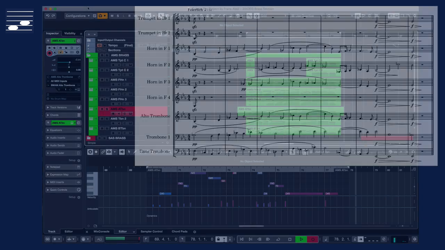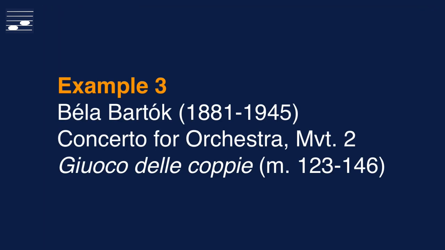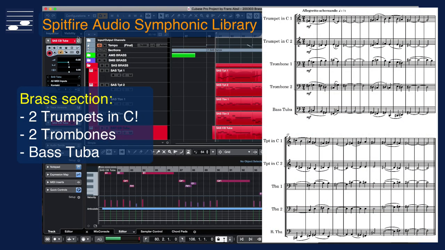For a 20th century example, I turn to my favorite composer Béla Bartók. You'll hear a brass quintet phrase from the second movement, Giuoco delle coppie, from his Concerto for Orchestra. It has two trumpets in C, a pair of tenor trombones, and a bass tuba, in a quite unusual key for brass.